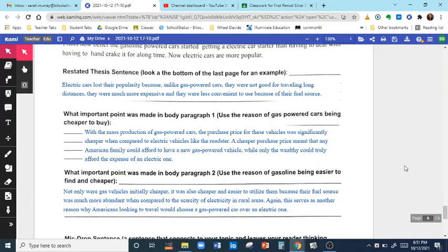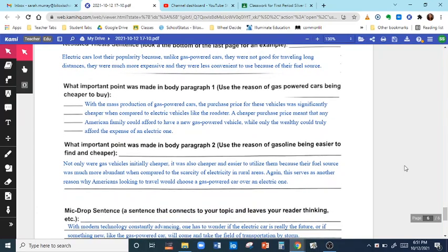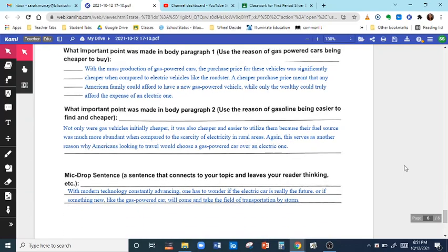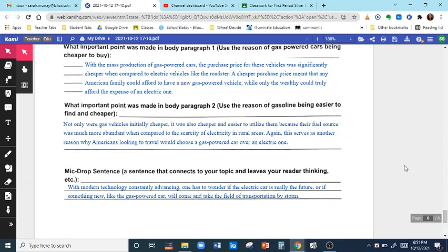Electric cars lost their popularity because, unlike gas-powered cars, they were not good for traveling long distances. They were much more expensive and they were less convenient to use because of their fuel source. With the mass production of gas-powered cars, the purchase price for these vehicles was significantly cheaper when compared to electric vehicles like the Roadster. A cheaper purchase price meant that any American family could afford to have a new gas-powered vehicle, while only the wealthy could truly afford the expense of an electric one.